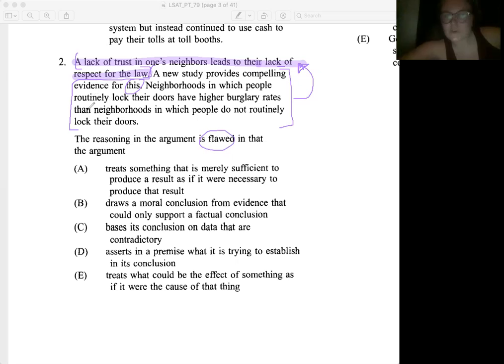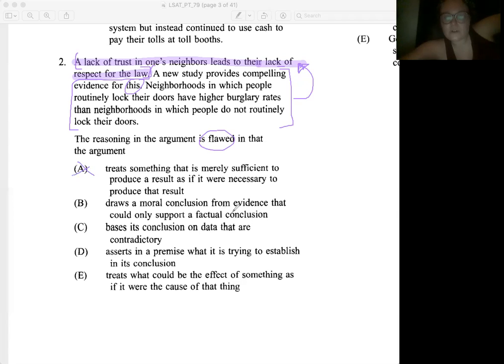Us locking our doors does not cause the high burglary rates, correct? There's probably a third variable that's causing it, or people just lock their doors because there are the high burglary rates. Let's go through the answer choices. A, treats something that is merely sufficient, or merely enough to produce a result, as if it were necessary. Nope, not the flaw we're looking for.